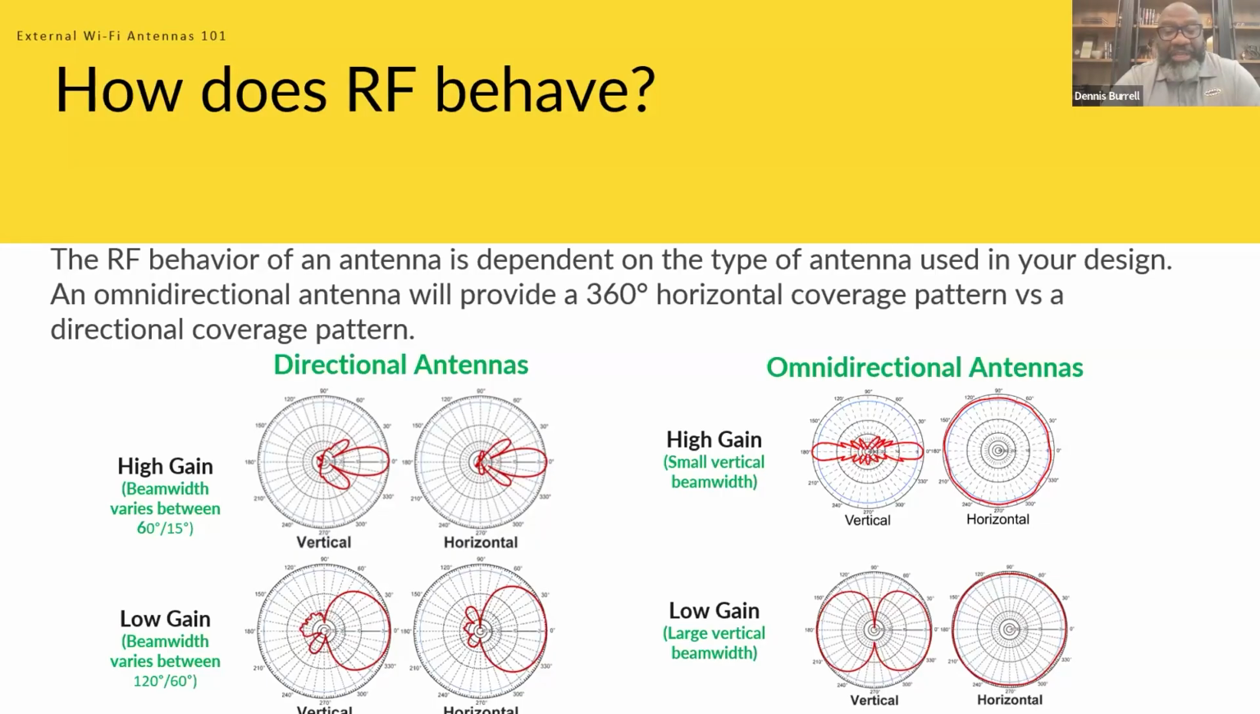And then the same with omnidirectional antennas, right? So higher gain, you have less of a vertical beam width as opposed to a lower gain antenna where you have the high beam width. And as you can see, it pretty much shows nulls in the 0 and 180 degree pattern. It shows nulls there because with omnidirectionals, there's a null in the center.